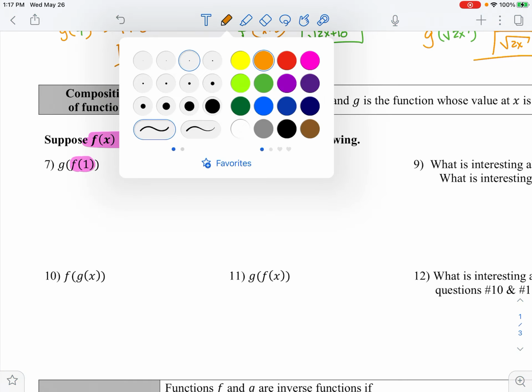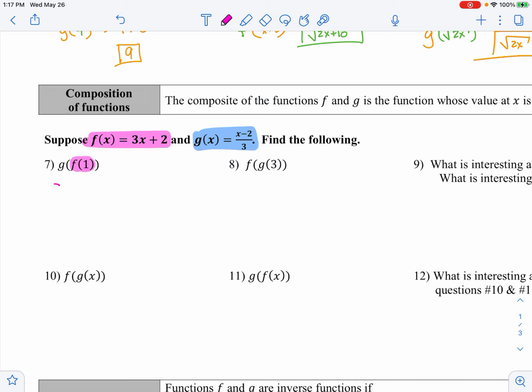Okay, I can do f of 1, that's no problem. F of 1 means that I'm going to plug in 1, so I have 3 times 1 plus 2. 3 plus 2 is going to give me 5. And what I want to do is g of that answer. So g of 5. Okay, I can do that. 5 minus 2 over 3, that's going to give me 3 over 3. That's going to give me 1. That's my final answer here.